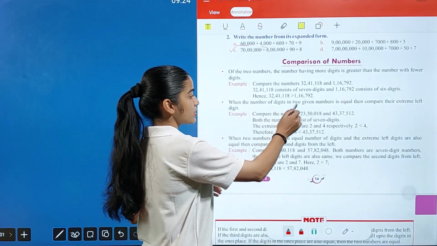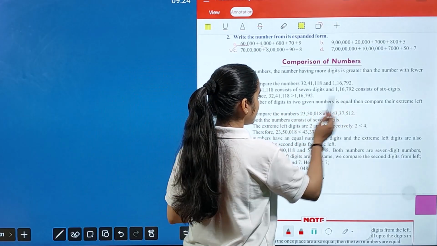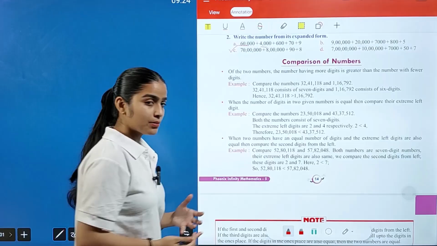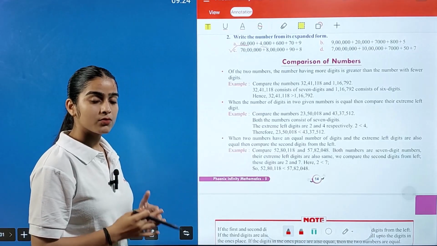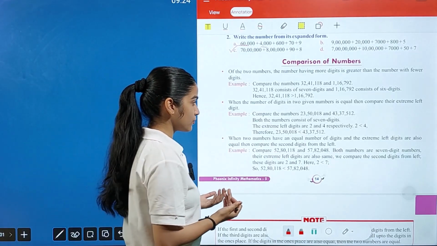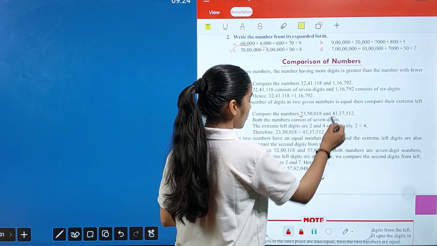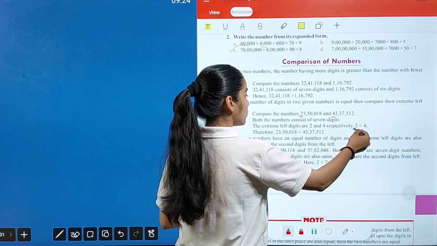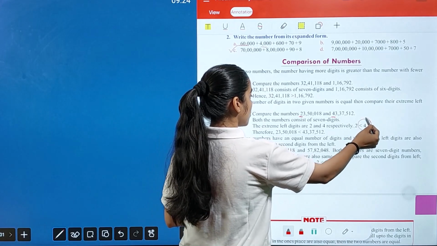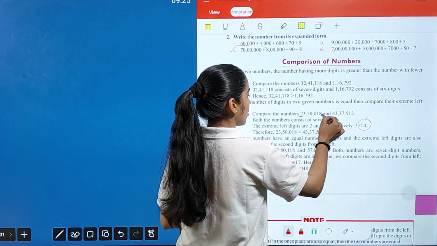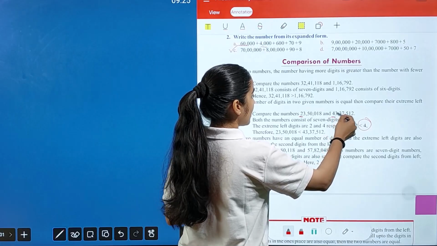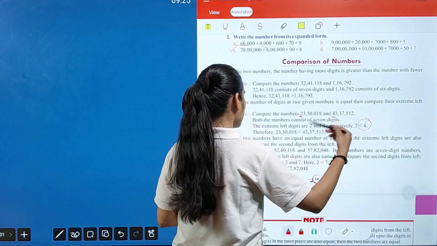When the number of digits in two given numbers is equal, then compare their extreme left digit. For example, now you have two numbers which have an equal number of digits. So what you have to consider is the left digit, so this is your 2 and this is your 4. Now you have to compare 2 and 4, which one is greater? 4. So according to this, your 43 lakh 37,512 is greater.